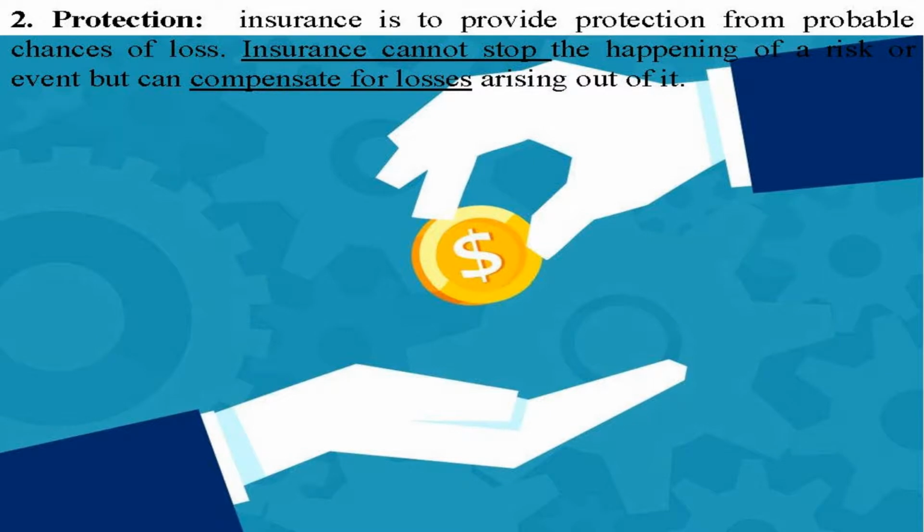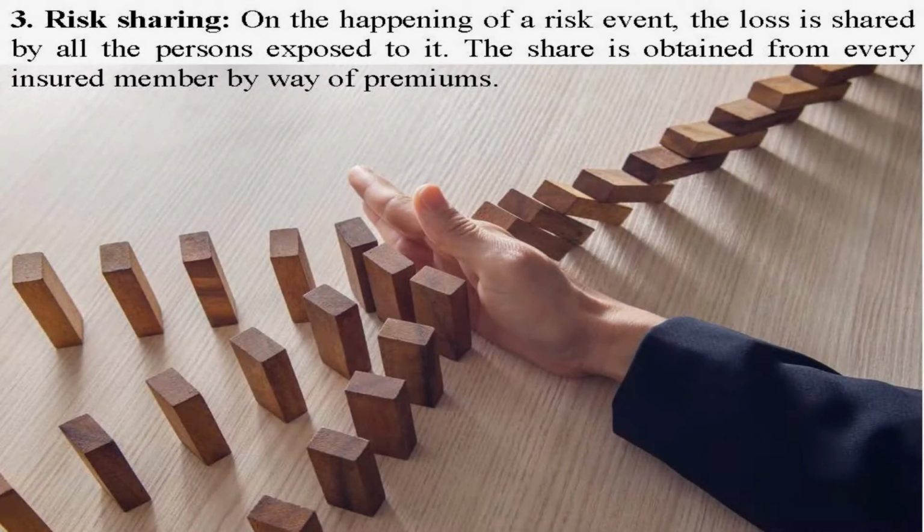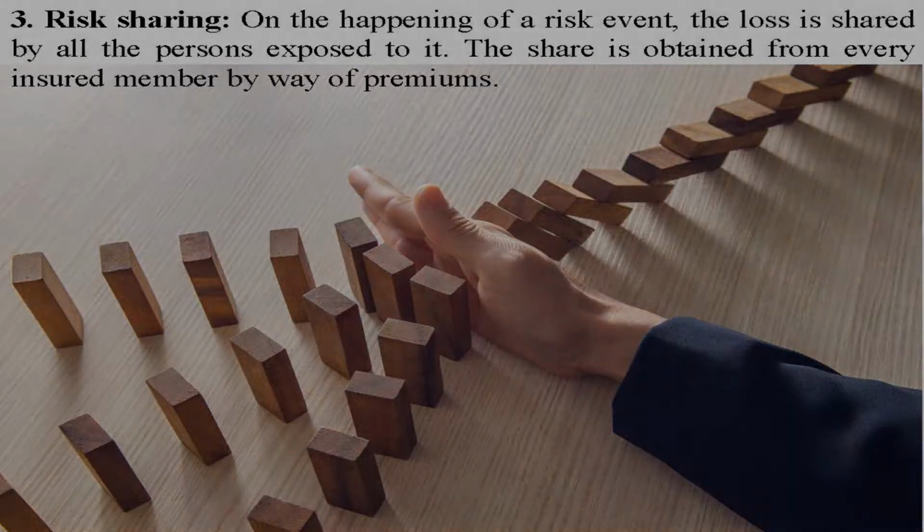Protection. Insurance is to provide protection from the probable chance of loss. Insurance cannot stop the happening of risk, but it can compensate for the loss. Third point, risk sharing. On the happening of a risk event, the loss is shared by all the persons exposed to it. The share is obtained from every insured member by way of premium. It will share the risk of the insured. That's why he has to pay by way of premium. The insurer will guarantee for the risk.